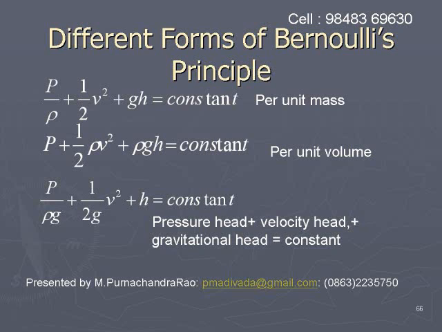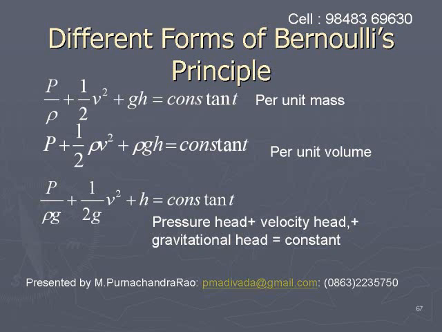In this equation, P by rho g is called pressure head, 1 by 2g into V square is called velocity head, and h is called gravitational head. The sum of these three is constant. This is another form of Bernoulli's principle.